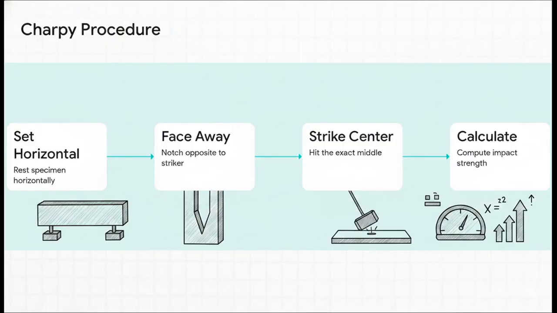The crucial point here is the procedure. Pay close attention to how this differs from IZOD. In the CHARPY test, step 1 is to place the specimen horizontally. It is supported at both ends, but it is entirely unclamped. It just rests there, acting as what engineers call a simply supported beam. Step 2 is absolutely critical. You must ensure the notch is facing strictly away from the striking edge. When the pendulum is released in step 3, it swoops down and hits the exact middle of the specimen, on the flat side, perfectly opposite the notch. Finally, just like the IZOD test, we read the dial for absorbed energy and calculate the impact strength.